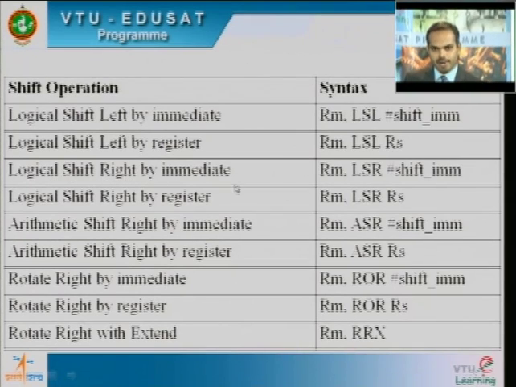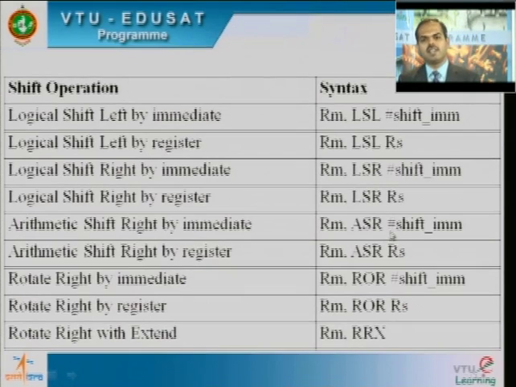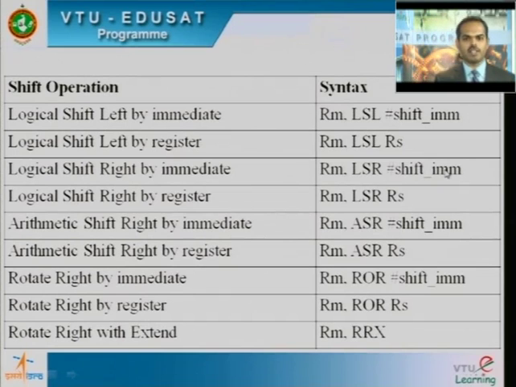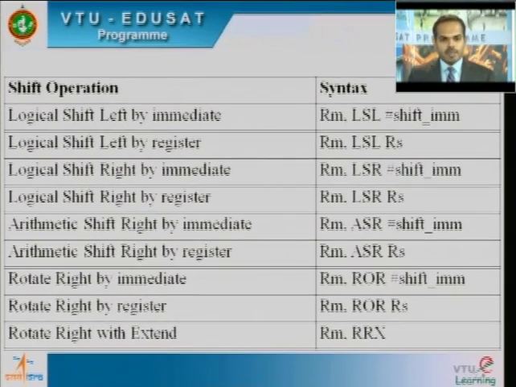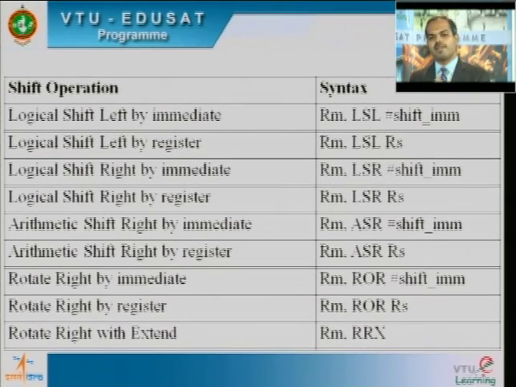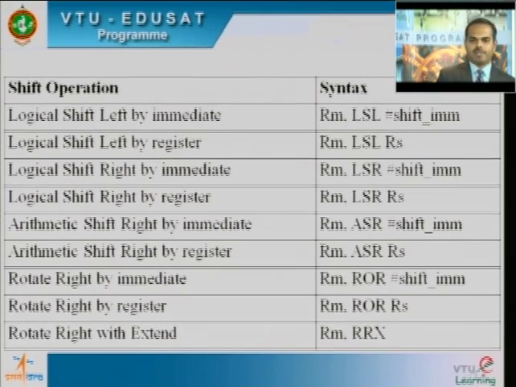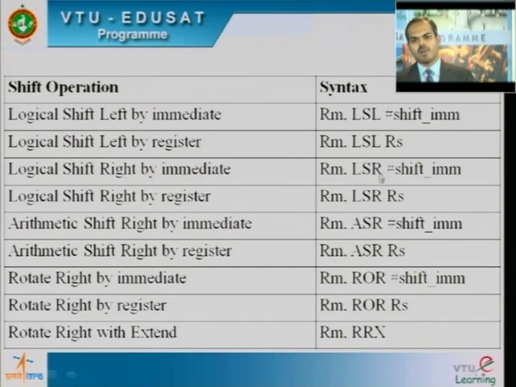Next, logical shift right by an immediate value, Rm, LSR #immediate value. Logical shift right by a register, Rm, LSR, Rs. Arithmetic shift right by immediate, that is Rm, ASR #shift immediate. Hope all of you are clear with the concept that arithmetic shift is when we shift right, we preserve the MSB value of the given register content. There is no meaning for an arithmetic left shift. Hence, there is only an option for arithmetic right shift in this barrel shifter, right?